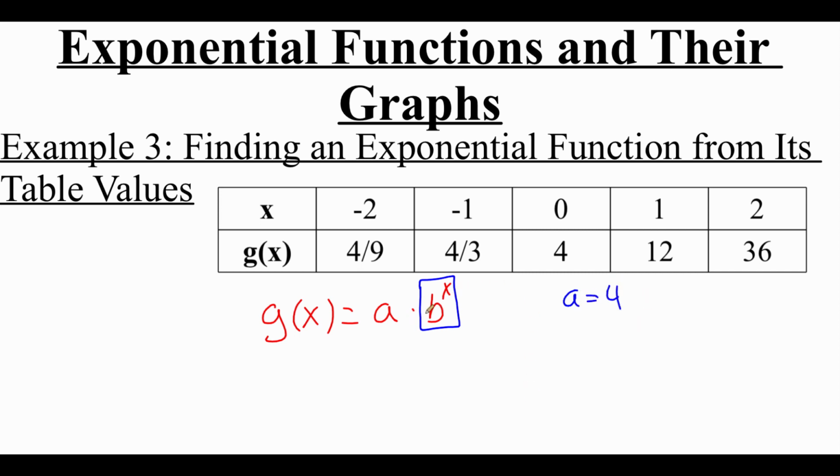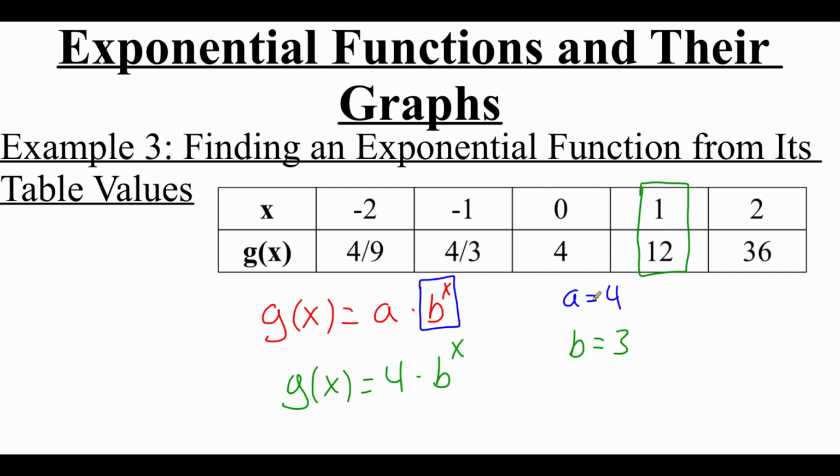Now if I know that my a value is 4, I'm actually going to be able to figure out what this base value is. And I'm going to look at this 1, 12 set of information right here. So we now know that we have g of x equals 4 times some base value raised to the xth power. And when we plug in 1 for our x value, the answer we get is 12. When you raise something to the first power, the answer you get back is just going to be whatever the base value is. So we're taking our base value times 4 and getting 12 as our answer. So our base value must be 3.